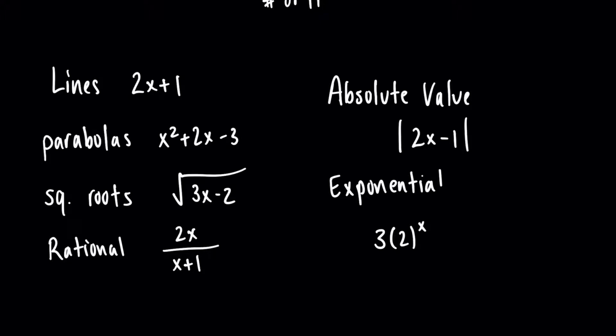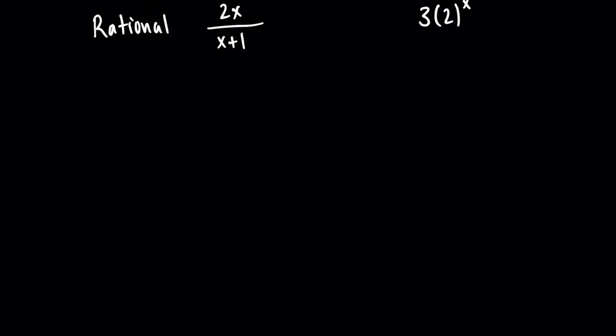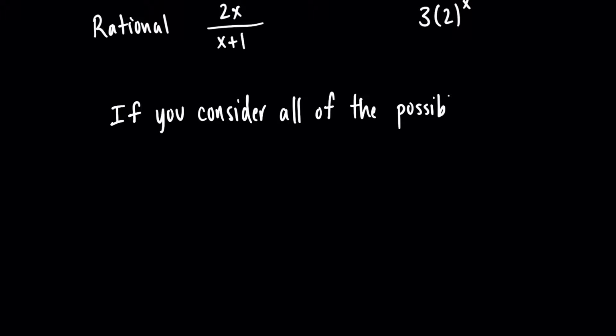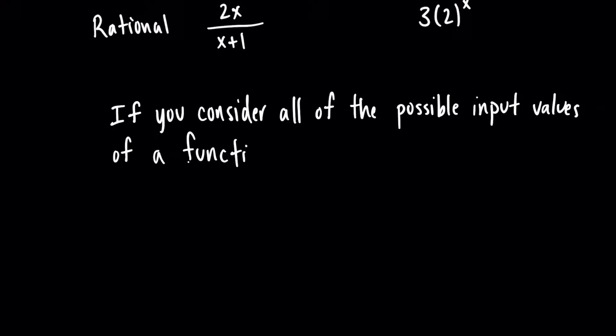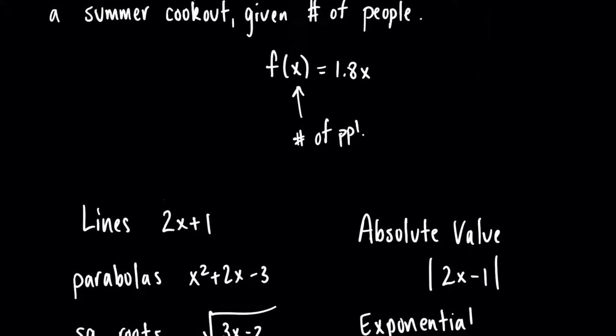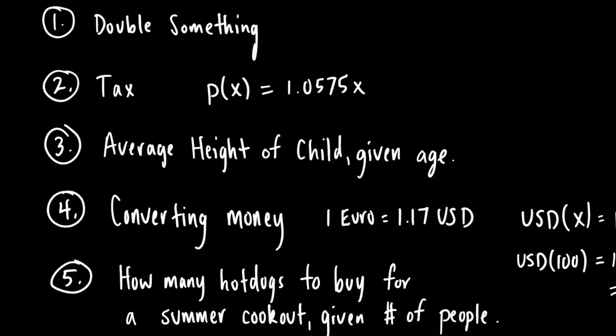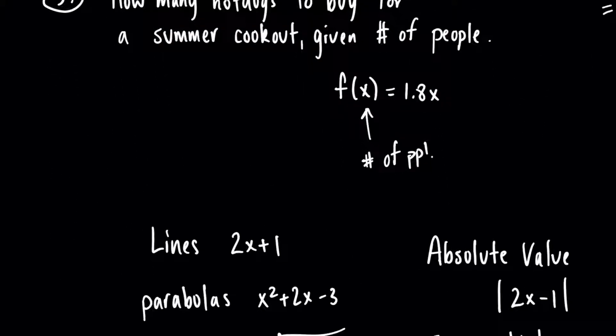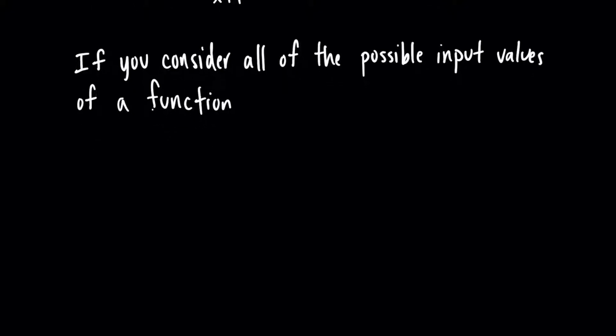Okay. Last thing I want to talk about with functions is the idea of what we call domain and range. So if you consider all of the possible input values of a function, before I finish this sentence, I want you to think about this. If we go back up to our example, the average height of a child given their age. So the input value is going to be the child's age. What numbers might make sense to put in for a child's age?